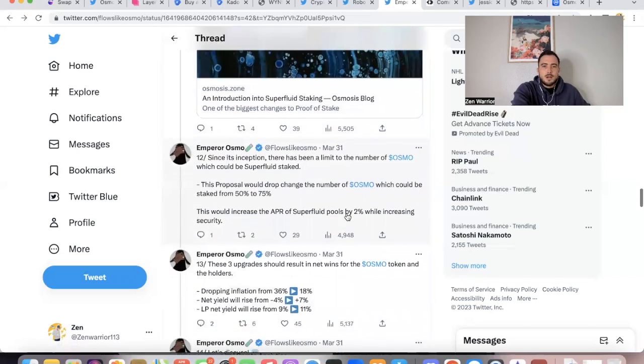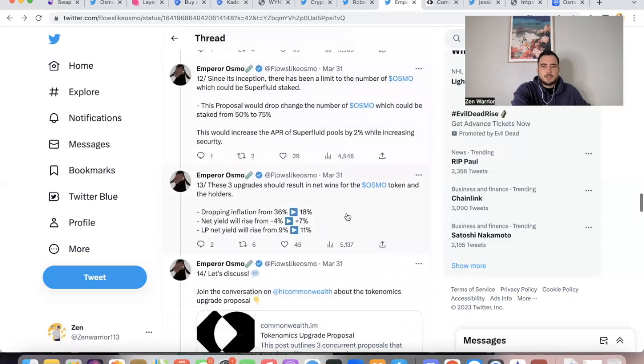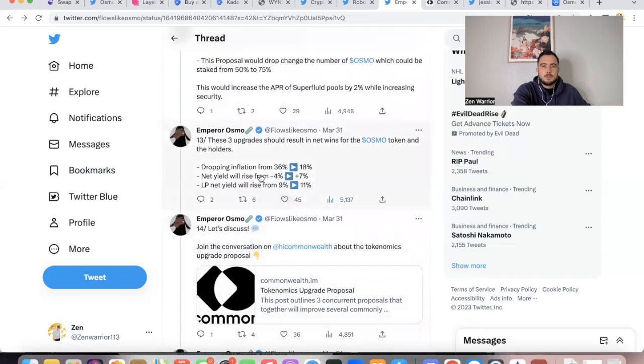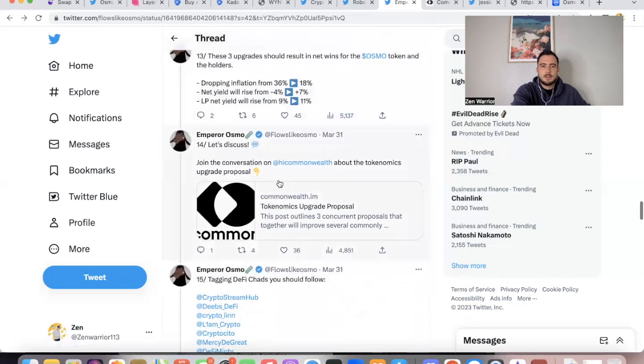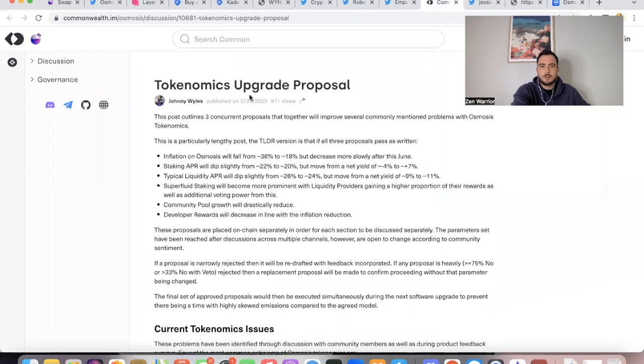So these are the upgrades to basically the token. They're going to be dropping inflation from 36% to 18%. So it's going to be beneficial for stakers to start staking to secure the chain. You'll see that the full discussion is going to be in the description below.